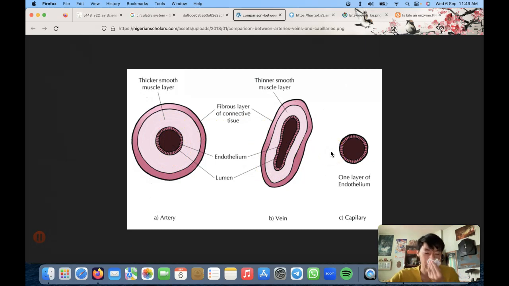Lastly, you have the capillary. The capillaries are very tiny. A capillary is a very, very small blood vessel, and these blood vessels are so tiny that they are found right at the ends of your fingertips, the ends of your ears, everything. Okay, so these are your capillaries. They're very small, and their main function is to connect the arteries to the veins. Let's see if I can find a picture of that.